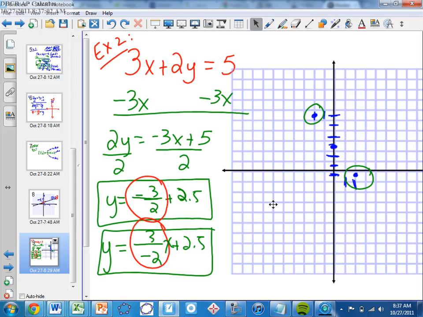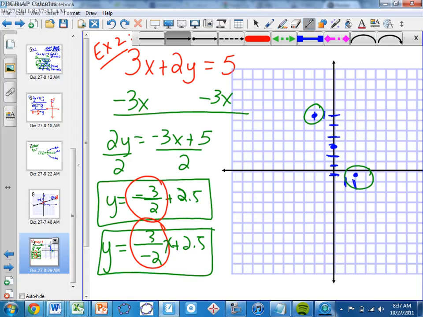It does not matter which one you choose, again, because all you need are 2 points. You've got the y-intercept, pick one or the other point. It does not matter which one you choose. Okay, again, we connect this with a line.